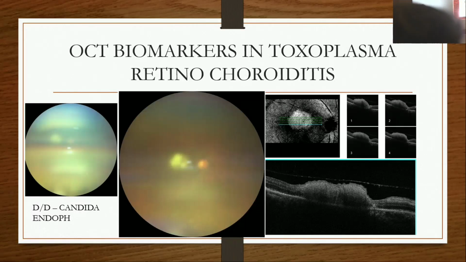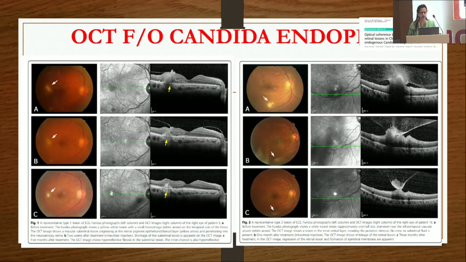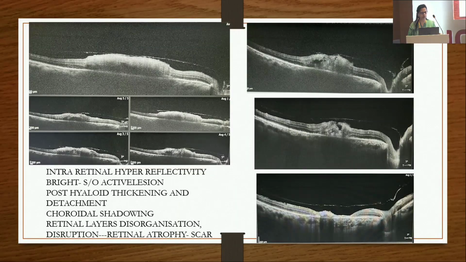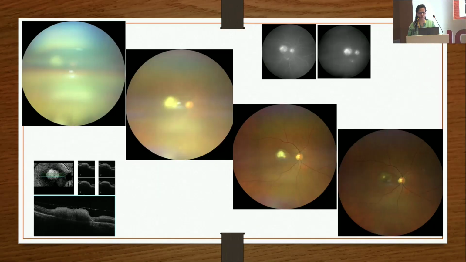Now when she presented here, we did OCT, and you can see there is a significant alteration of the retinal layers, and this is very characteristic. I'll come back to the fungal one. These are the features of toxo. You can see intraretinal hyperreflectivity, very bright, and this is suggestive of active lesion. Posterior hyaloid thickening and detachment, choroidal shadowing, retinal layer disorganization and disruption, and in the late stage leading on to RPE atrophy and scar. And this is how the OCT looked over follow-up as the lesion resolved.